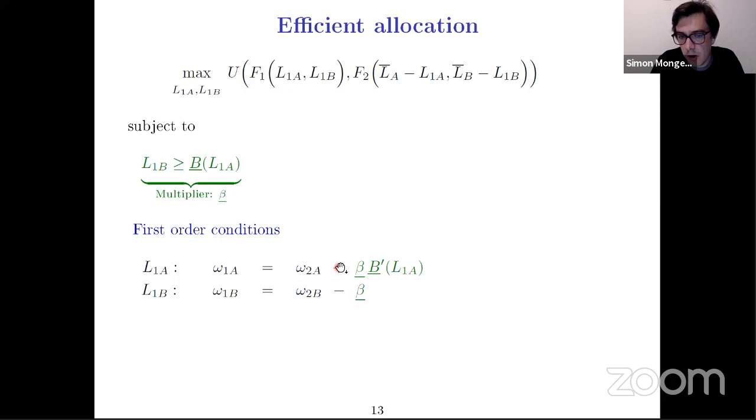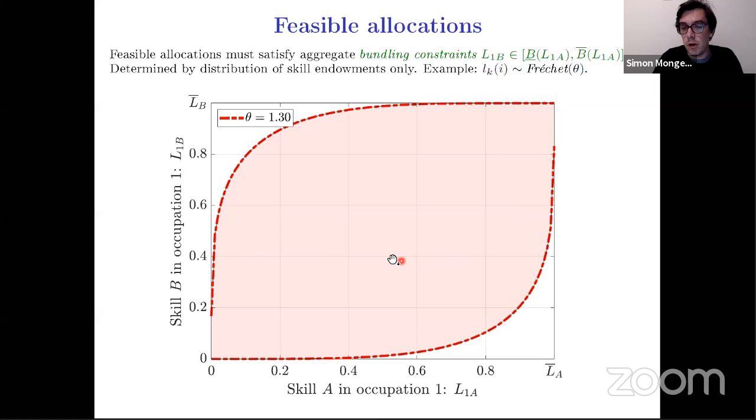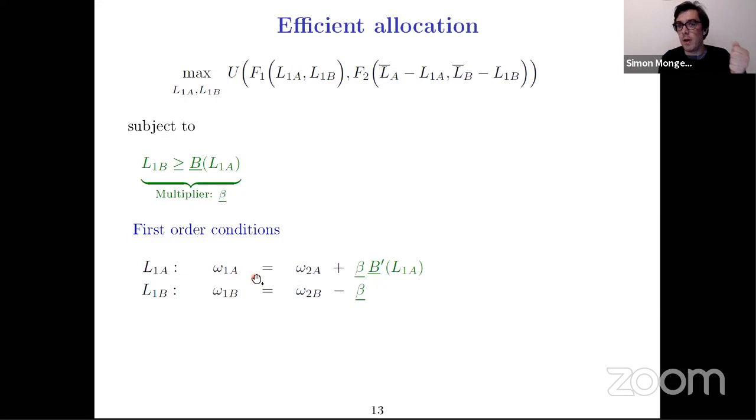The other allocation is one where this constraint is binding, right? So as the constraint binds, we get a wedge between these skill prices. Okay, so what's going on? Suppose I'm on this constraint, and the constraint binds. What's the bundling constraint doing? The bundling constraint is creating a shortage of skill A in occupation one, because there's all of this skill A that's bundled up with the guys who are allocated to occupation two, right?